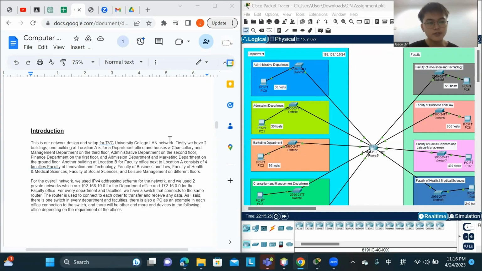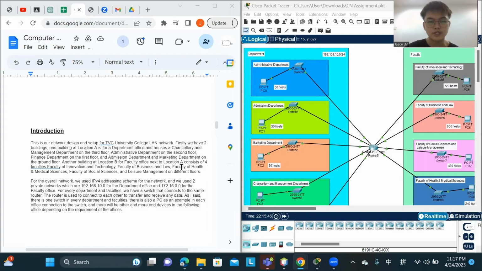Firstly, we have two buildings in TVC University College. One building at location A is for the department office: chancellery and management department on the third floor, administrative department on the second floor, finance department on the first floor, and lastly, admission department and marketing department both on the ground floor. Another building at location B will be the faculty office.